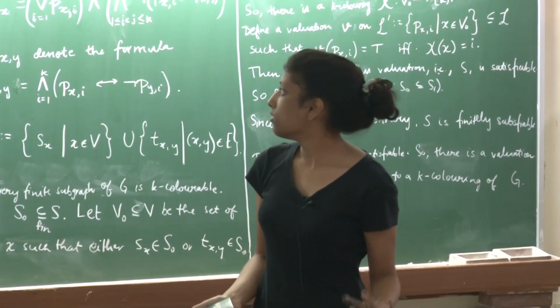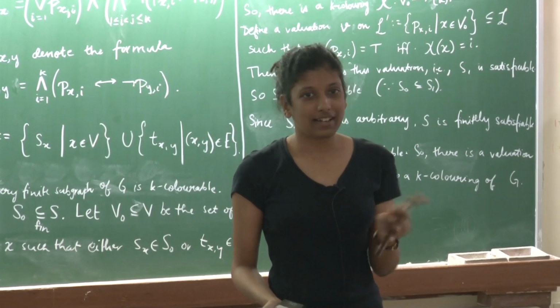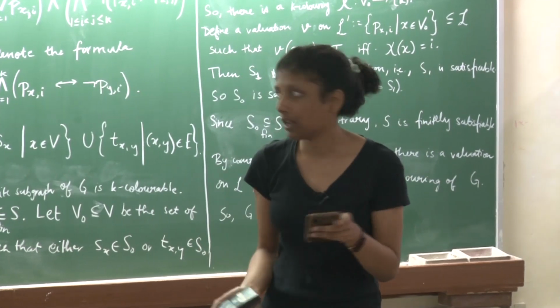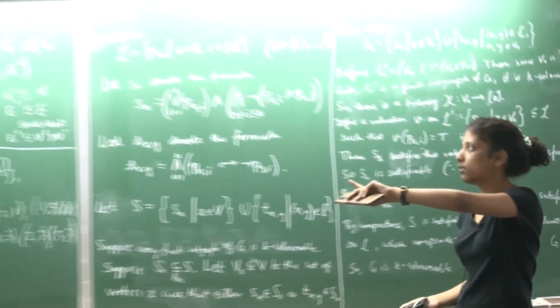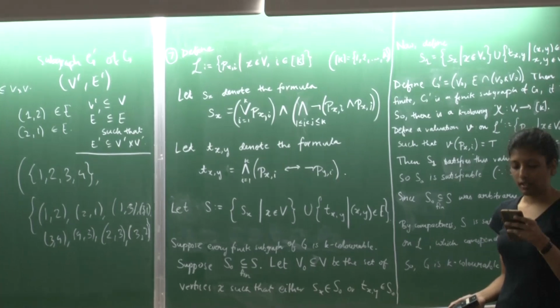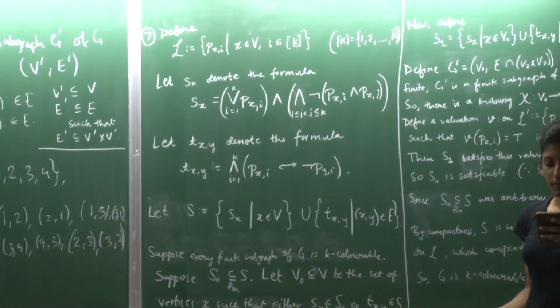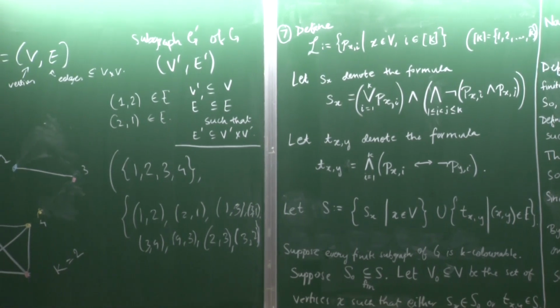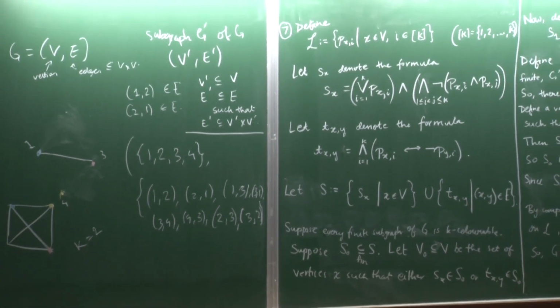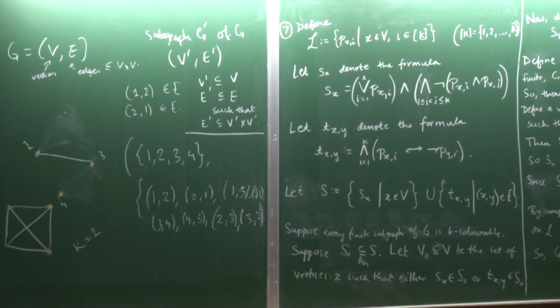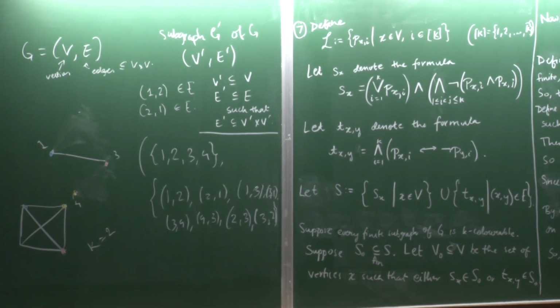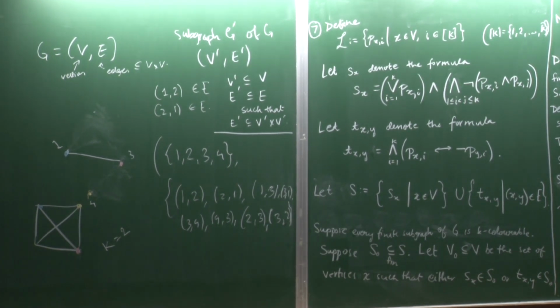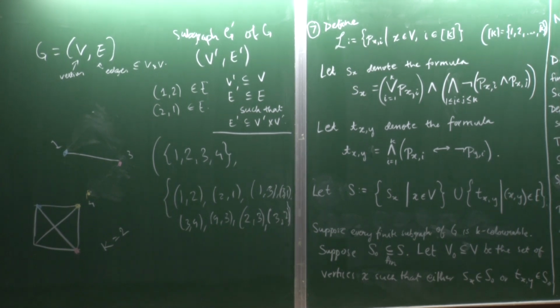Fine. So I haven't done that part. You can write that part on your own. I am more interested in showing you how to do the other side, which is that if every finite subgraph is k-colorable, then the graph is k-colorable. And you have to use compactness, which means that you would need to define the language and the set of formulas that you will show finite satisfiability of and proceed.